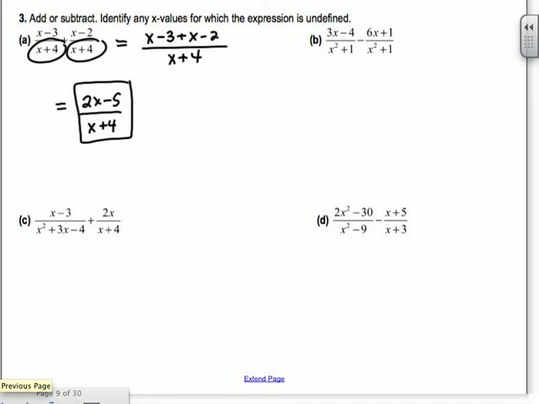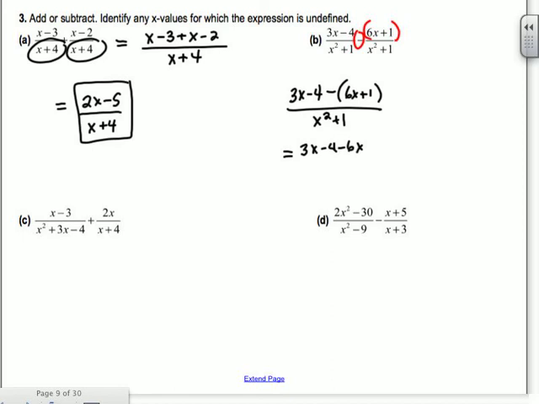Okay, part B, they also have common denominators. So combine them into one big fraction. But the difference here is that you have a minus. So when you have a minus, I always put parentheses around the second numerator, so that way I know that I have minus the whole thing, 6x plus 1 over x squared plus 1. So I have 3x minus 4 minus 6x, that's a 4, minus 1 all over x squared plus 1. So I get negative 3x minus 5 all over x squared plus 1.